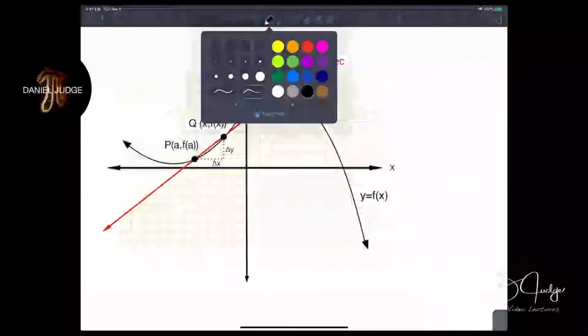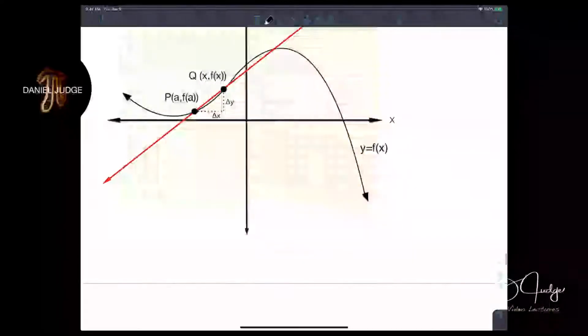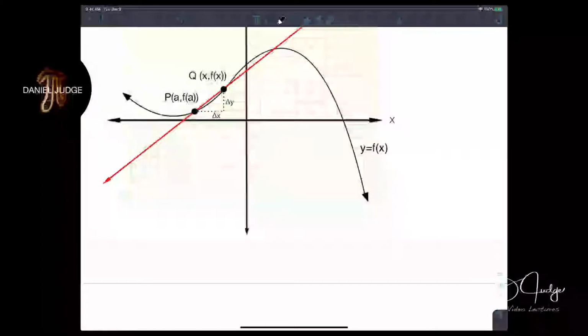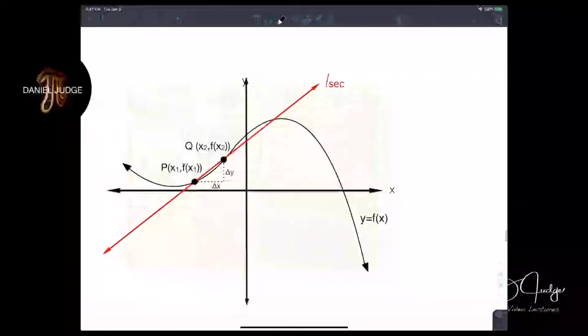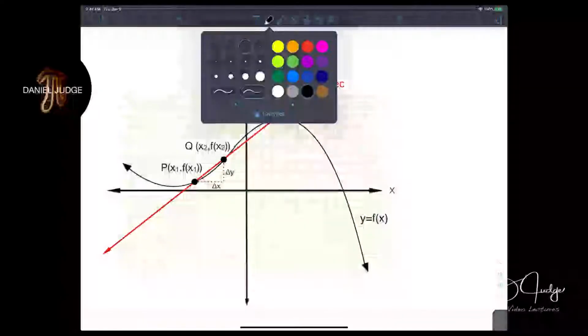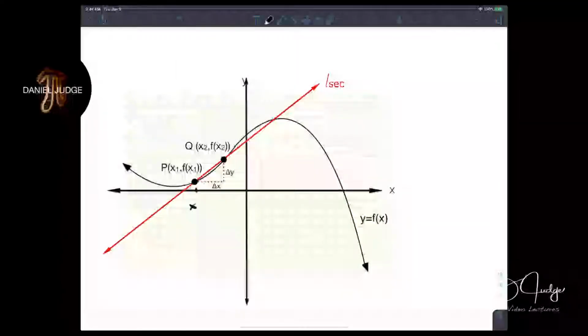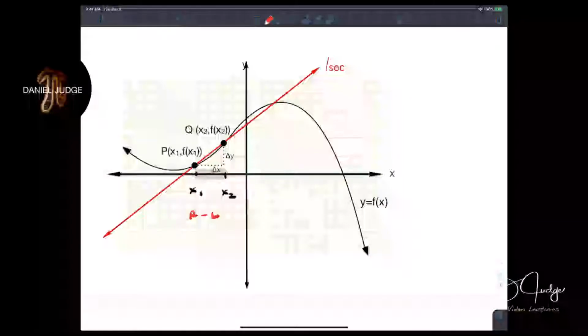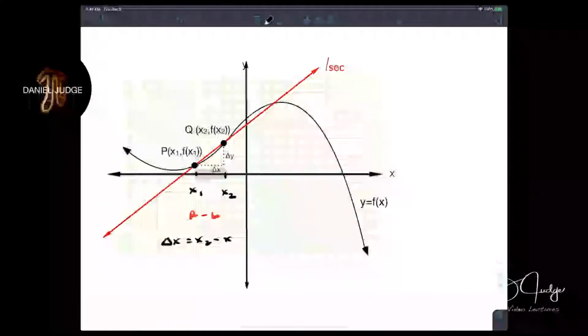Okay, so remember what we know. First of all, this distance here, we're going to put on the x-axis. We're going to have this location known as x1, and then another location, maybe somewhere over here, known as x2. Whenever you do a length, it's a right value minus a left value. So for the difference in the x values, we know delta x is x2 minus x1.